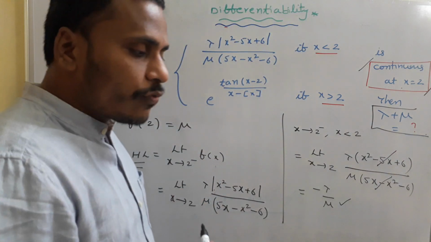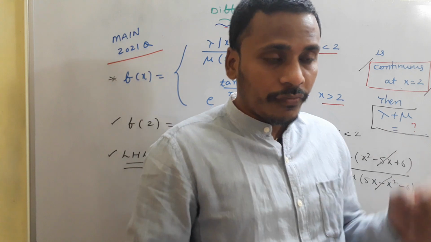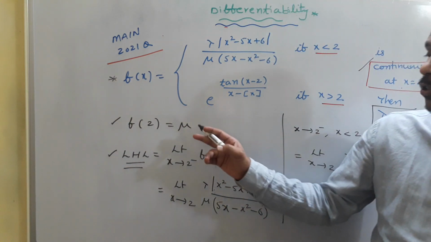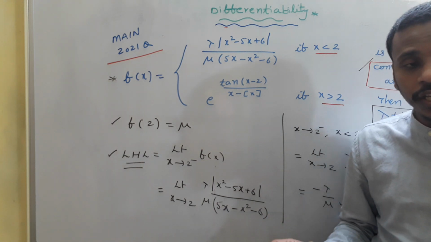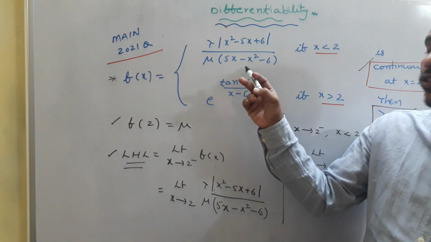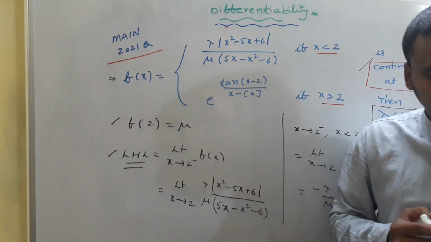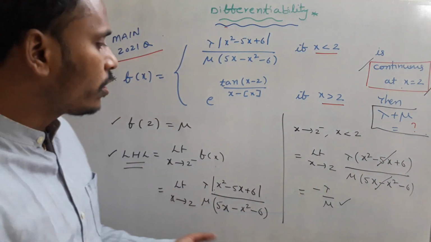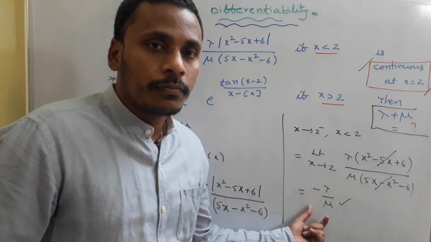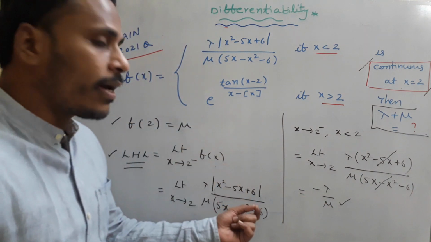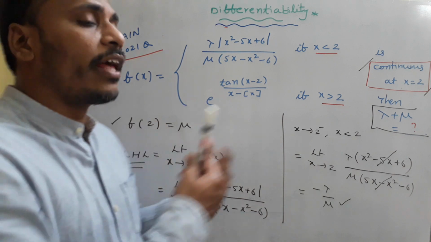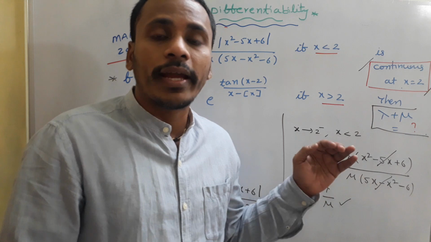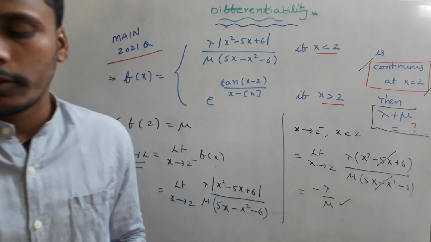Since it is continuous, we need to observe the functional value, left limit and right limit. Functional value as per the definition is mu, and the left limit I am finding here. For the left limit you need to use this definition since x is less than 2. So if you calculate, this left hand limit value is minus lambda by mu. So the left hand limit is minus lambda by mu, the functional value is mu, and then I need to calculate the right hand limit. At the end, I will equalize these three to get lambda plus mu. Okay, just have a note.